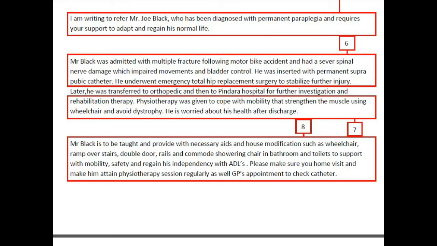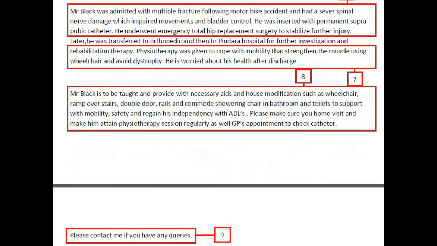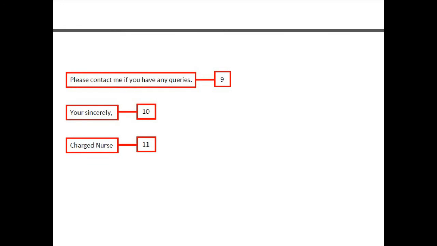Coming to the last sentence, please make sure of your home visit and make him attend physiotherapy session regularly as well as GP's appointment to check catheter, which also fails to deliver what is supposed to. Actually, it should say the patient requires a home visit for 2 weeks to teach and support him to adapt to the new modification made, and the GP's appointment is also not mentioned in a proper manner. The wind-up sentence, please contact me if you have any queries. Here you may mention the name of the patient, which means please contact me if you have any queries regarding Mr. Joe Black, which would be much better.